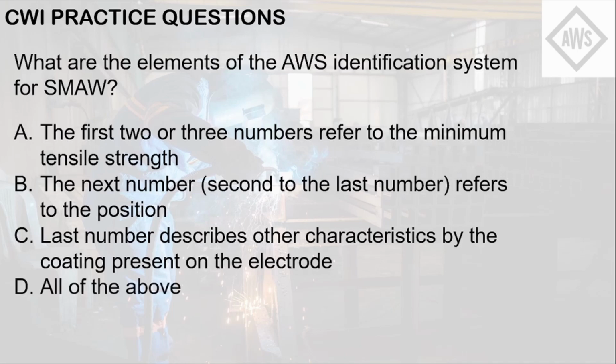So if you check the choices, the first 2 or 3 numbers indeed indicate the minimum tensile strength of the weld. The next number refers to the position, either 1 or 0. The last number is the chemical composition or any other characteristic that describes that electrode. So all of these 3 choices are accurate, so the answer here is letter D.